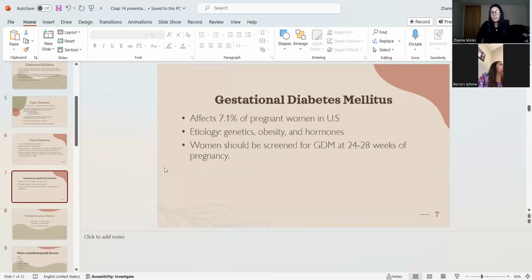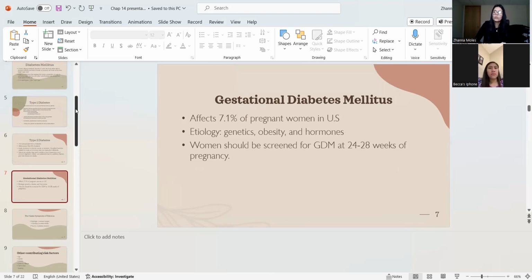Another type of diabetes is gestational diabetes mellitus. It affects about 7.1% of all pregnant women in the US. The etiology is genetics, obesity, and hormones. Women should be screened for it between 24 and 28 weeks of pregnancy.